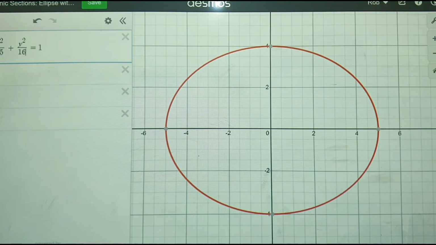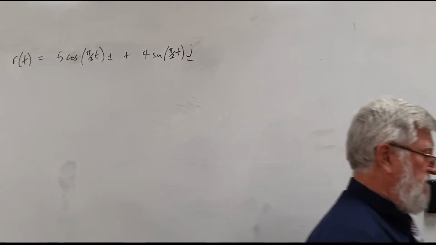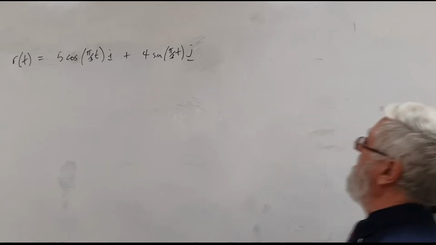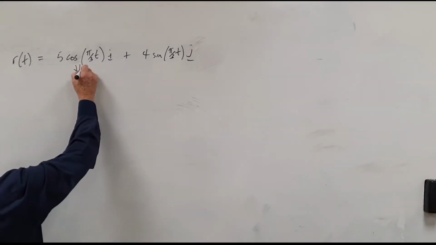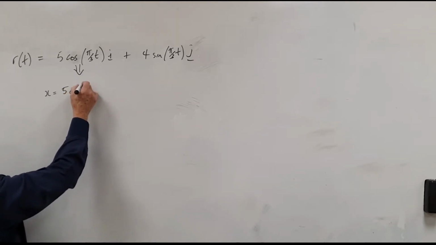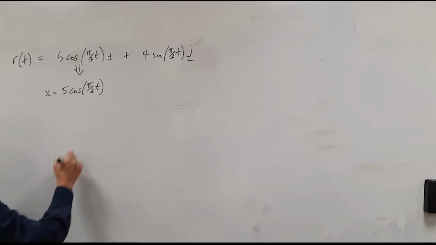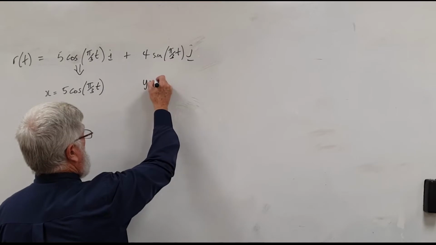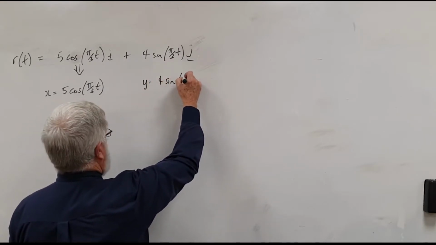It's just like, how much do you understand about ellipses? What shape is it? Which ellipse? One that goes out more than it does up. So this one here, we can say that x is 5 cos pi on 3t. So what are we forming? Cartesian equation. Y is 4 sine pi on 3t.